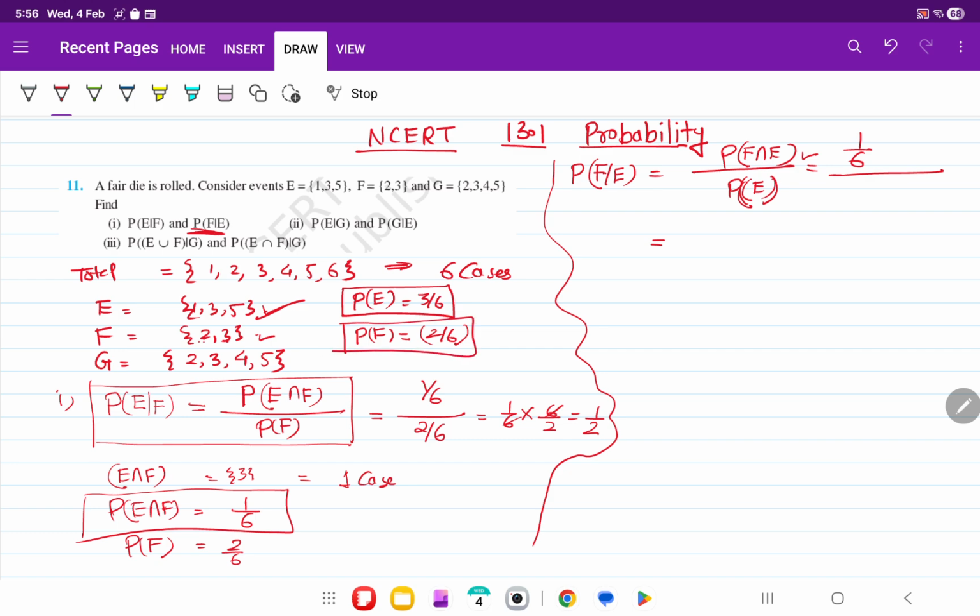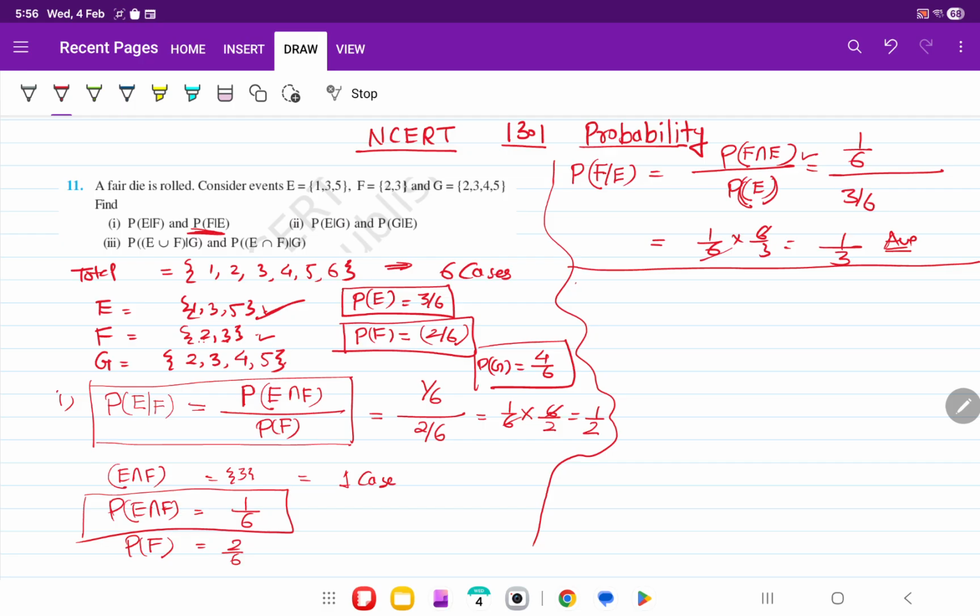And the probability of G, let me write here. Probability of G is 4 by 6, because there are 4 outcomes out of 6. So here I am using P(E), which is 3 by 6. So the probability is 1 by 6 into 6 by 3. This is cancelling, 1 by 3. So this is the answer. First part is over.